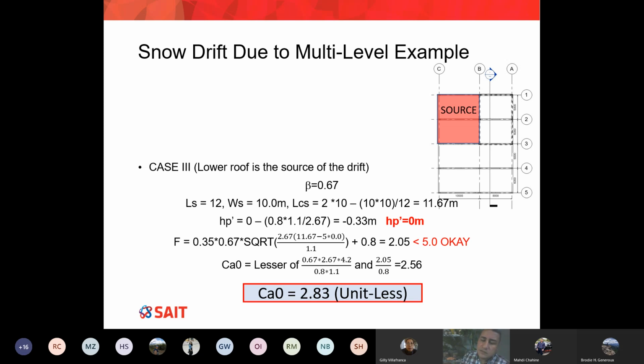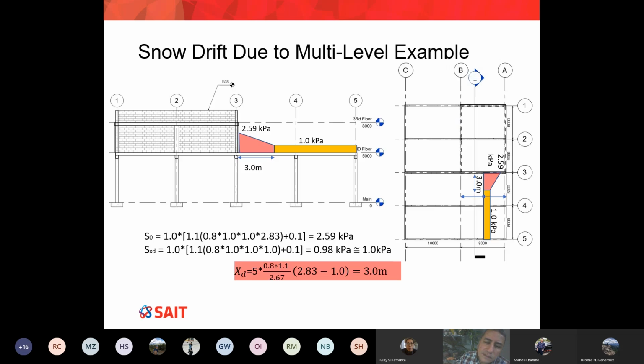This is not a load intensity. CA of 0 is not load intensity, it's not in kVA. It is the accumulation factor at distance 0 from the high roof. So what should we do next to find the snow intensity next to the high roof? Very, very simple. You go to your snow equation, and simply you replace the one. Away from your high roof, after distance xd, the accumulation factor is equal to 1.